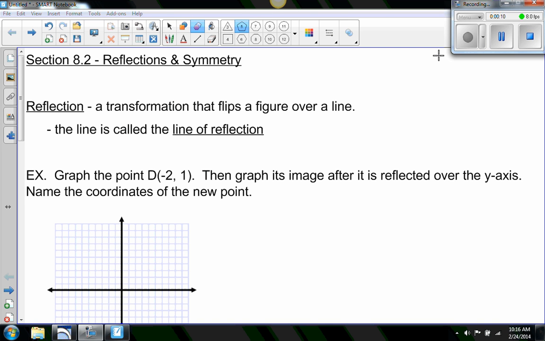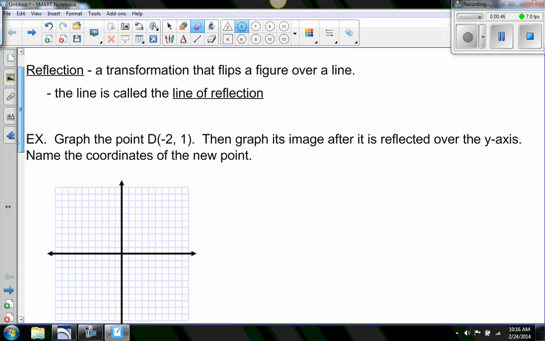So we need to remember what a couple of these words mean. Reflection is just a transformation that flips a figure over a line. Now remember, in our last video we talked about transformations being how a figure can change shape, size, or position. And so a reflection is going to change its position, right? It's not going to change its size or shape. It's going to be the same shape, it's just going to be flipped, okay, like in a mirror. So the line that they're talking about is called the line of reflection.